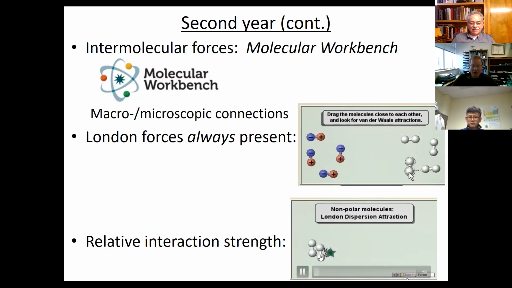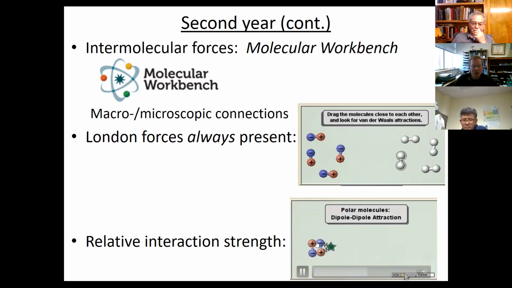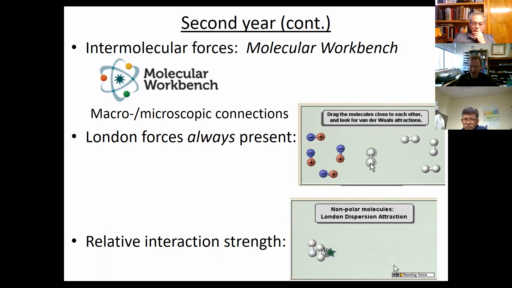Down in the bottom here, they're actually pulling different types of molecules apart. So this gives you sort of a visceral feel for the strength of these different attractions. So they can look at different sets of molecules, nonpolar and polar, and they have to adjust the steering force to be able to pull these things apart. So we're trying to relate microscopic trends to macroscopic observables here. And we're trying to give them something interactive and give them a better hands-on feel to understand these things.